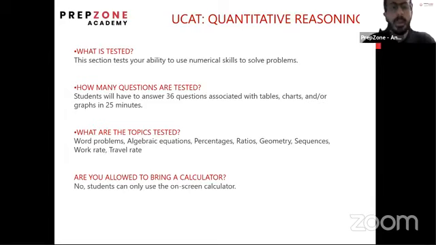You need to know this when you're taking either ISAT or UCAT ANZ, right? Topics tested are very basic: algebra, equations, percentages, ratios, geometry, sequences. Nothing that you don't know before, but the way they ask the questions is slightly different. So that is what you need to prepare for.